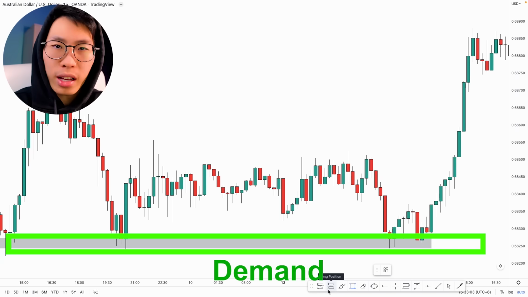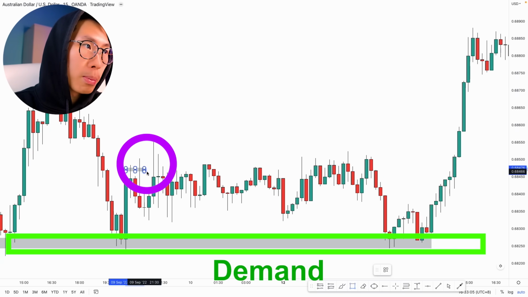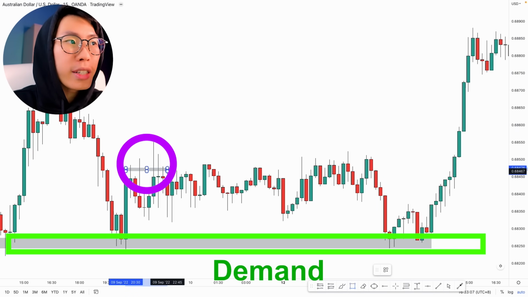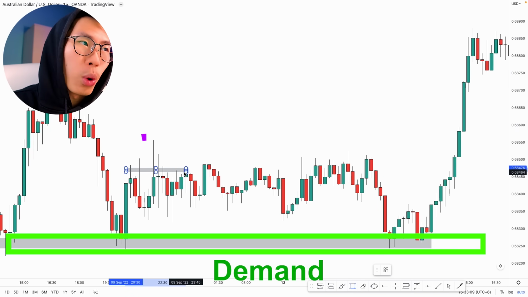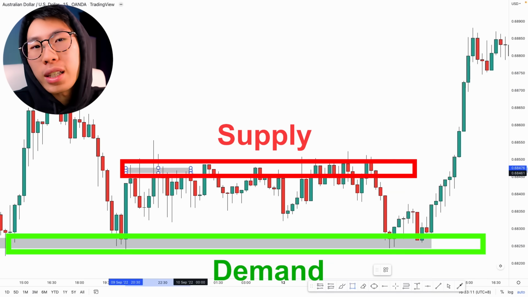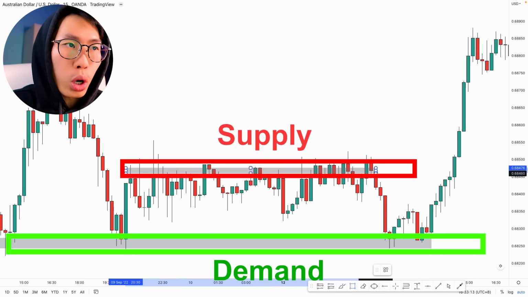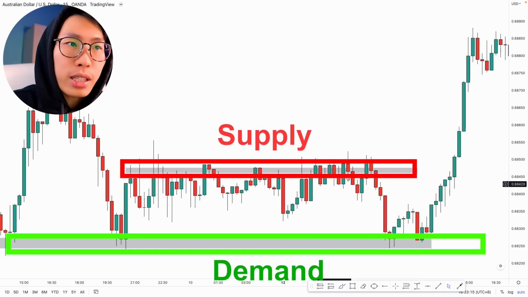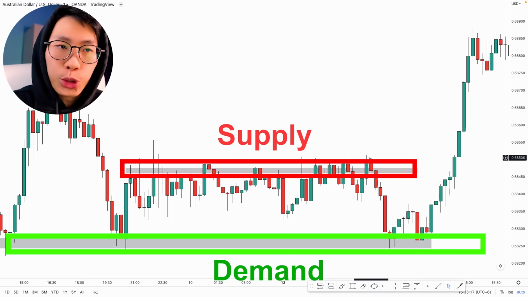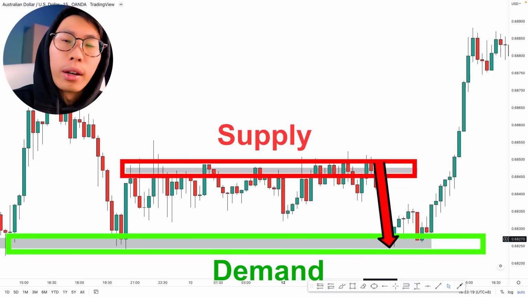That is also another supply area right here. You can see there are multiple long wicks being formed at this area, which show us that this is a very strong area that price is always rejecting. So if you draw towards the right, you can see that next time price came back all the way up here, it literally collapsed all the way down to the demand zone.